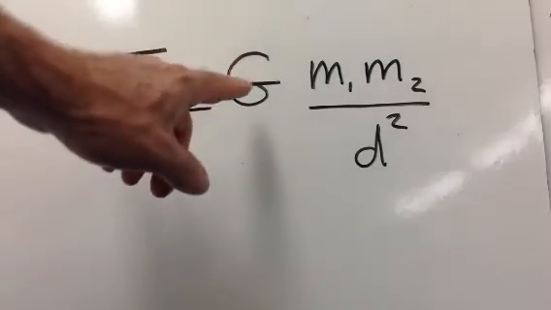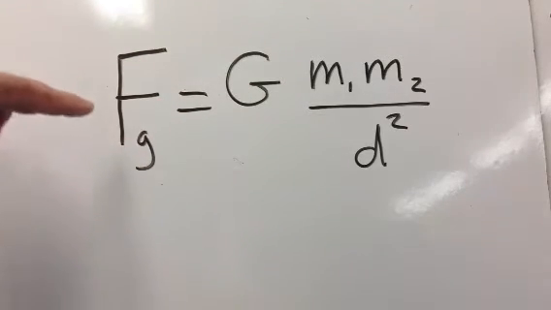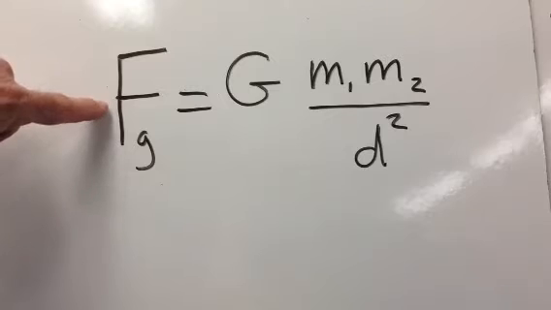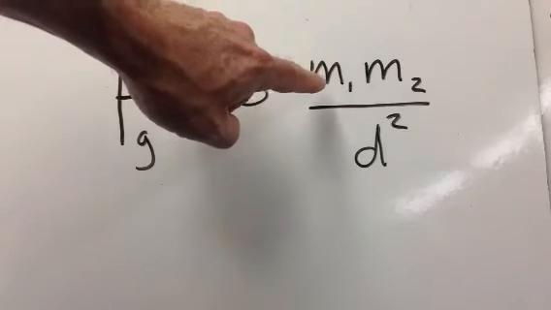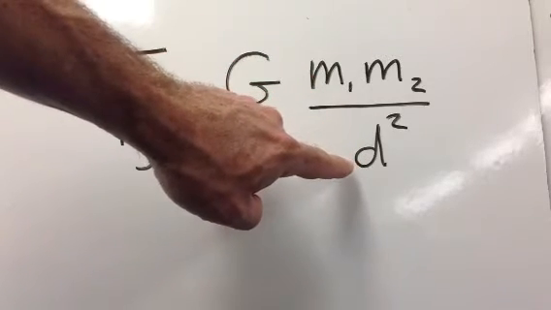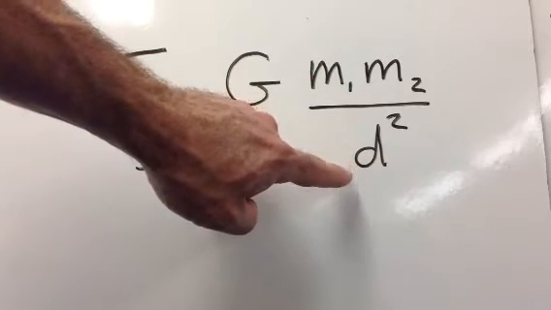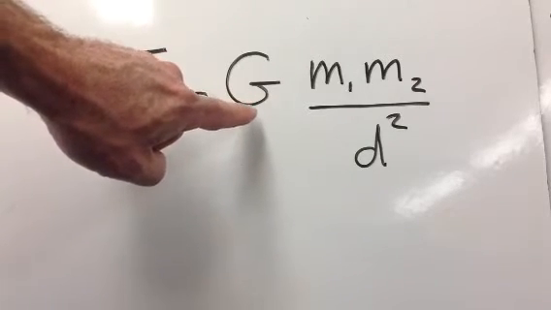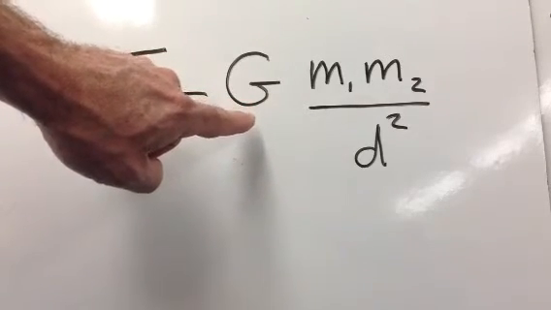Now I want to talk a little bit about this, but first I wanted to say that remember, when you're solving these problems, force is always measured in newtons. In this case, mass is going to be measured in kilograms, and distance is going to be measured in meters, not kilometers or miles, but in meters. And we won't really worry about the units for the gravitational constant because they're kind of funky and weird.